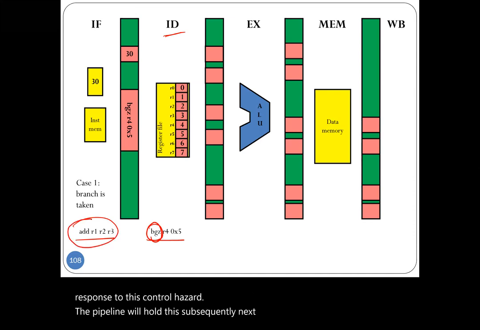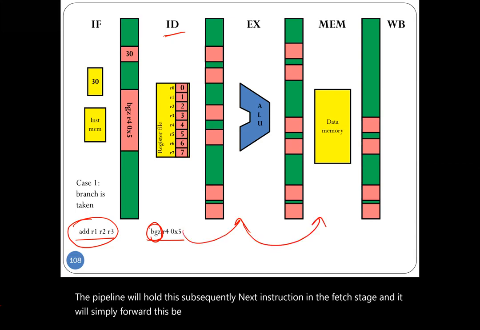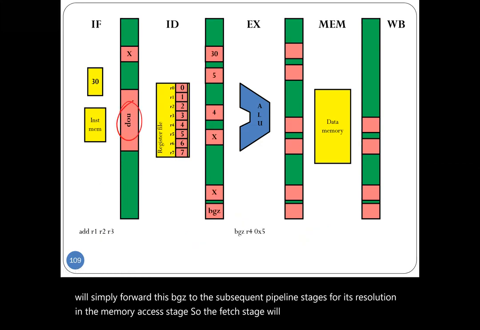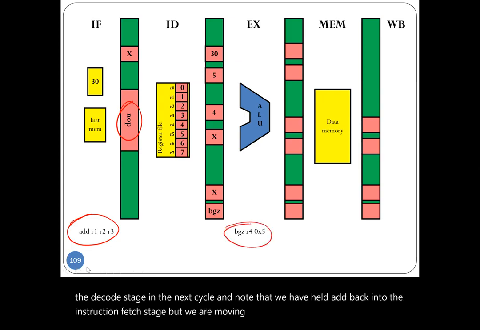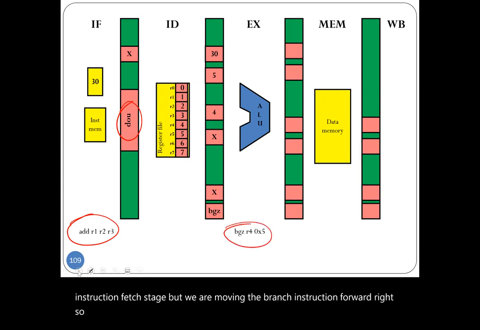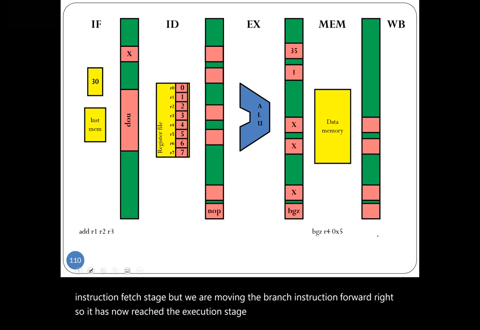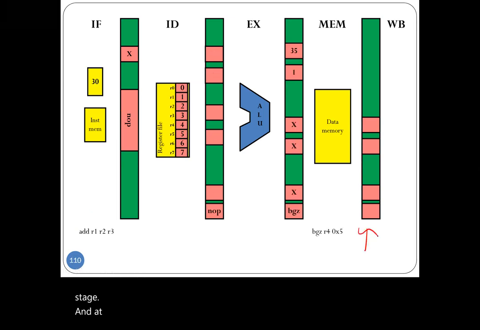In response to this control hazard, the pipeline will hold the subsequent instruction in the fetch stage, and it will simply forward this BGZ to the subsequent pipeline stages for its resolution in the memory access stage. The fetch stage will forward a no op to the decode stage in the next cycle. Note that we have held add back in the instruction fetch stage, but we are moving the branch instruction forward. So it has now reached the execution stage. Next it will reach the memory access stage, and at the end of this stage, when this branch is resolved, we will know whether it is taken or not.